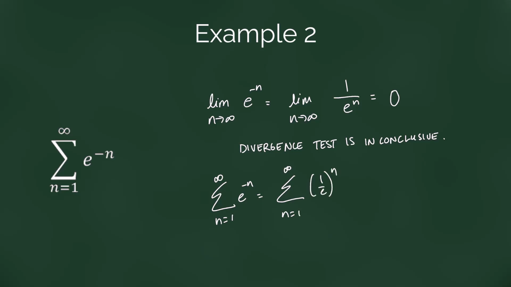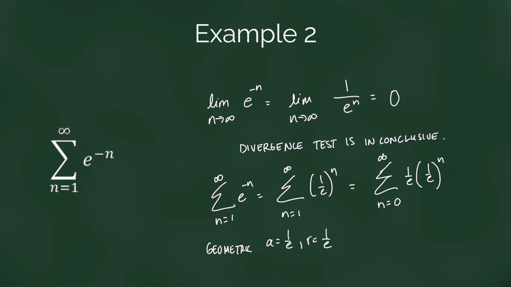Now remember, when we use a geometric series, it needs to start at 0 in order to apply our formula. So we're going to rewrite this as the sum from 0 to infinity of 1 over e times 1 over e to the n. So this is geometric. We've got an a value of 1 over e and an r value of 1 over e.